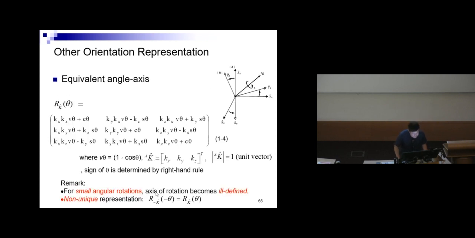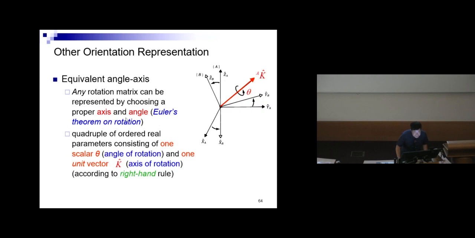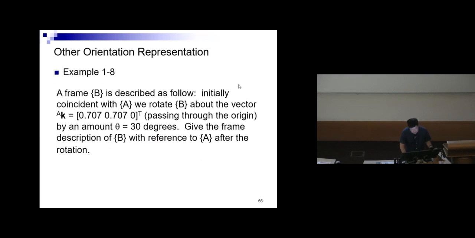You have to bear in mind that you need to have a properly selected axis and angle. So there are a set of conditions with that. One condition is that the axis has to pass through the origin. So with that, you rotate by an amount theta equal to 90 degrees. It is supposed to give the frame description of B with reference to A after the rotation. A and B are initially aligned.